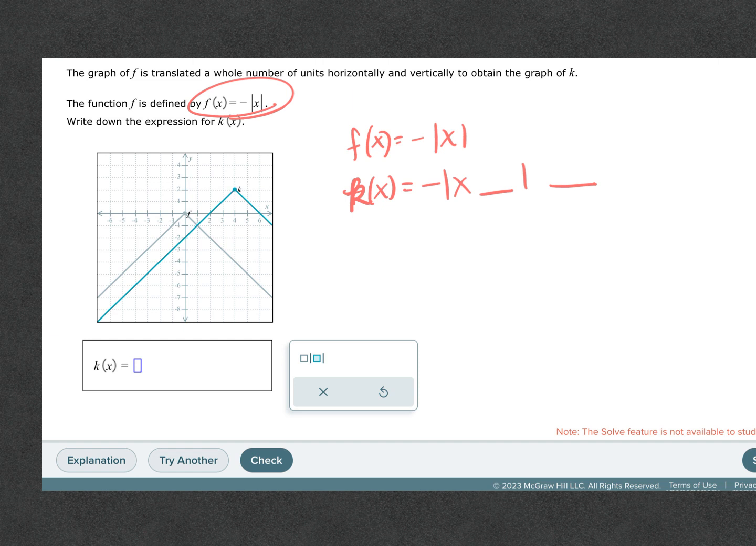Now let's look at our vertex. This vertex here is 4, and the y value is 2. So if our vertex is (4, 2), we're going to change the sign of h and keep the sign of k. So k of x equals negative absolute value of x minus 4 plus 2.